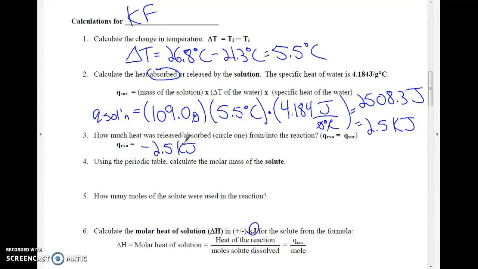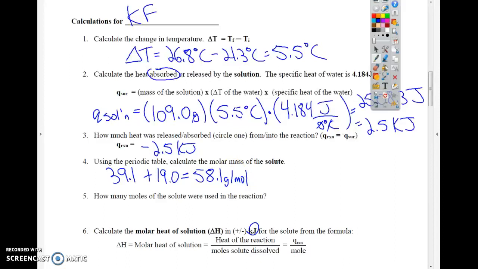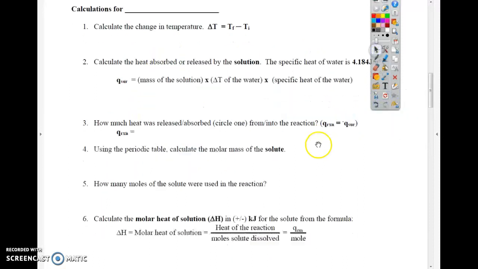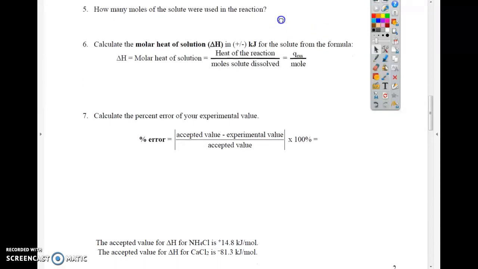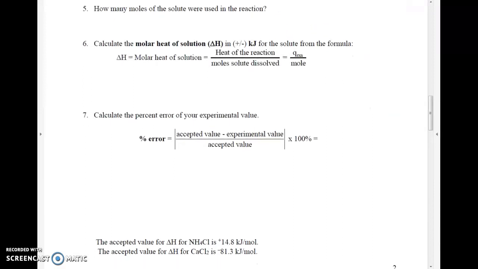So it says, use the periodic table, calculate the molar mass of the solute. So potassium off the periodic table is 39.1 grams per mole. Fluoride is 19.0. We just add those up, and you get 58.1 grams per mole. And then we're going to have to calculate the number of moles of solute that were used. So pay attention to the wording. Right at this point, it is asking for the moles of solute. I'm not talking about the solution. It's just the solid that was dissolved.